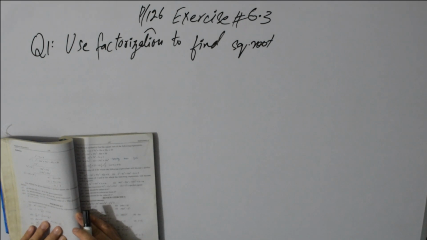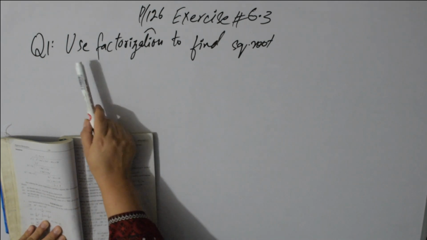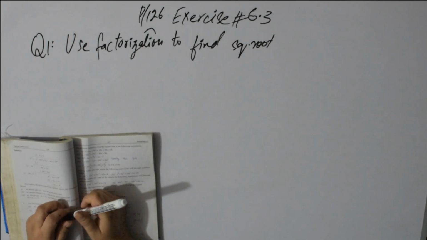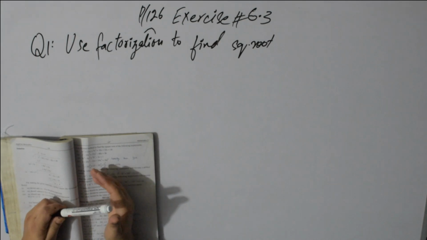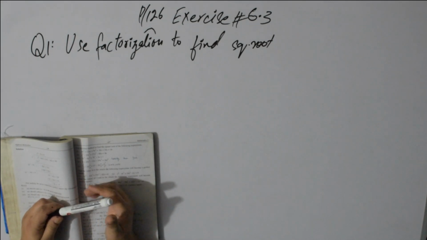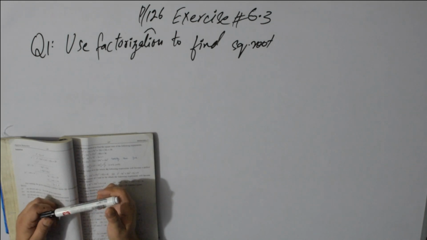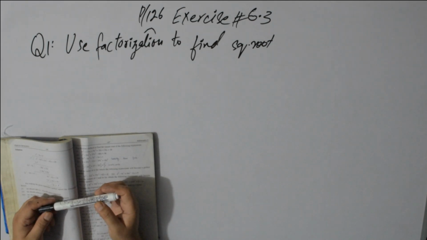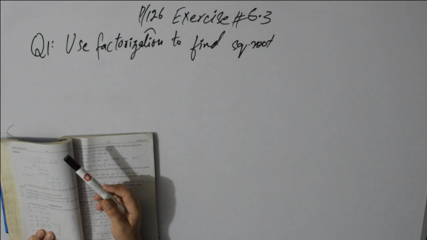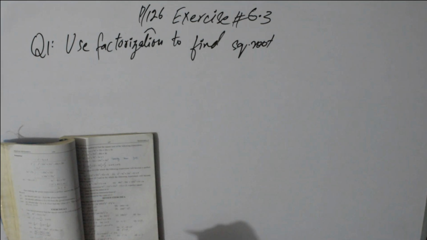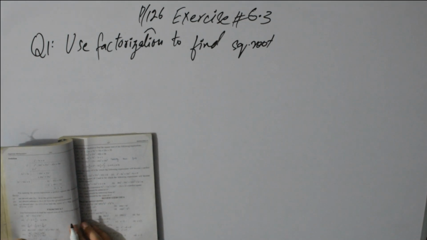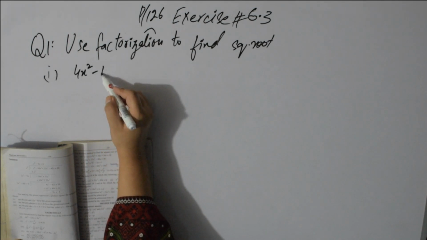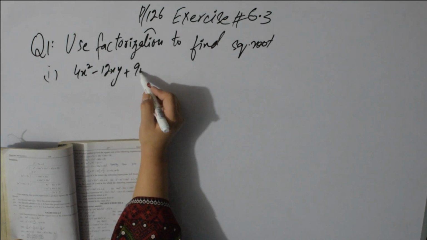So in question number 1 they have given that use factorization to find square root. You can easily find the square root of numbers: square root of 9 is 3, square root of 49 is 7, square root of 4 is 2. And now the turn of square root of algebraic expressions. It is at page number 126. Question number 1, its first part, 4x square minus 12xy plus 9y square.